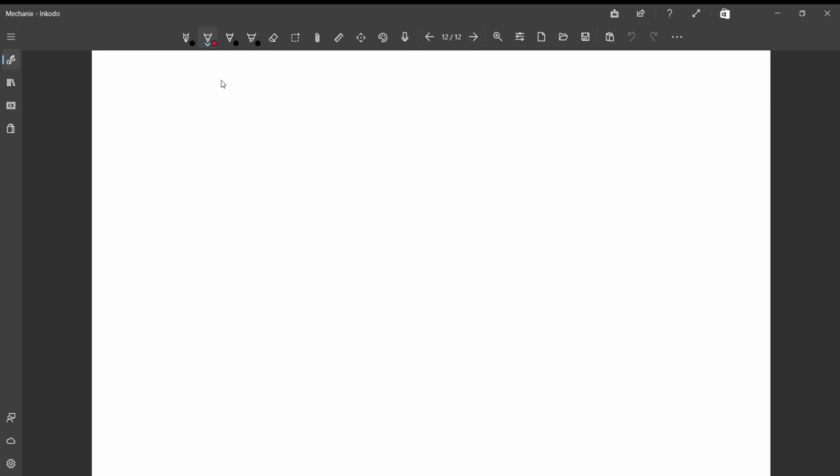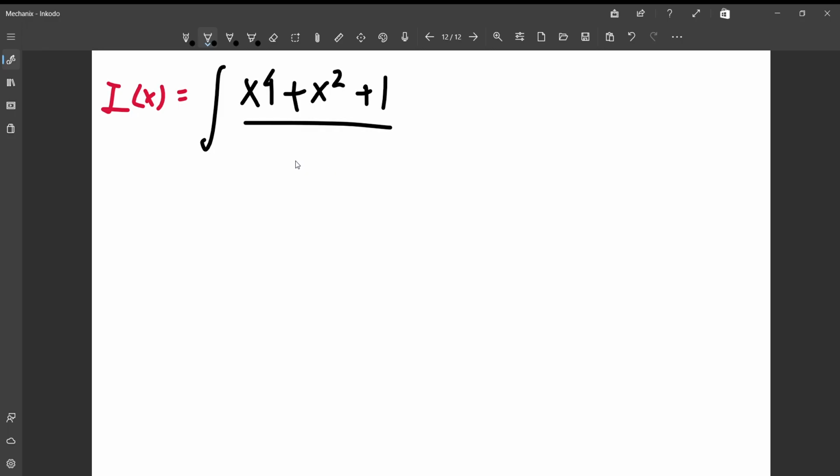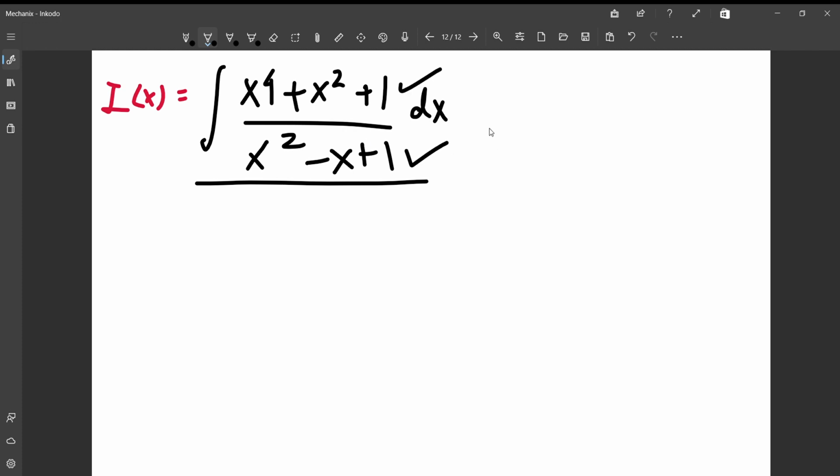So the first problem is: I of x equals integral of (x power 4 plus x squared) upon (x squared minus x plus 1) dx. Well, after initially first looking at this problem, you might think both the numerator as well as the denominator look quite ugly.